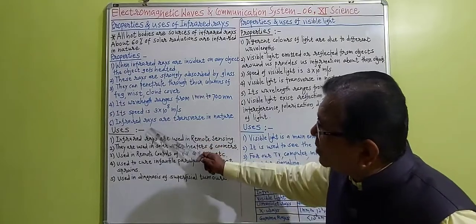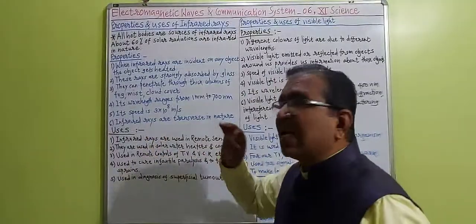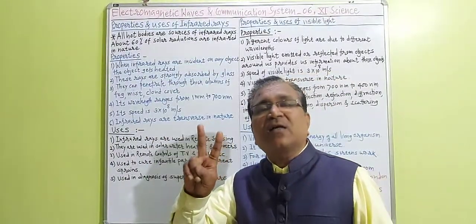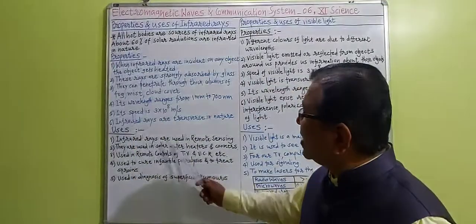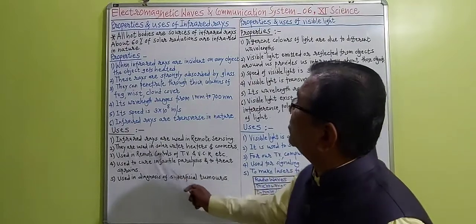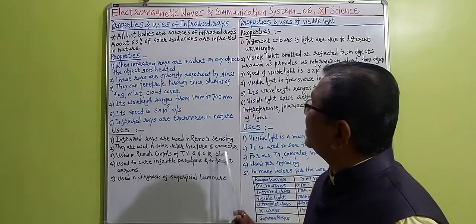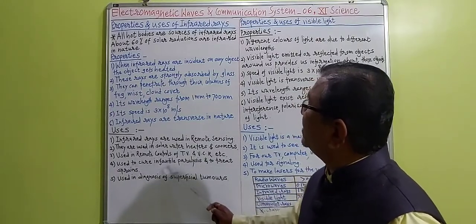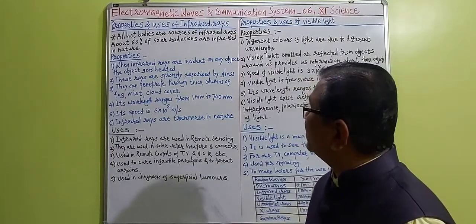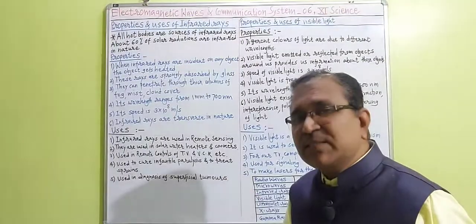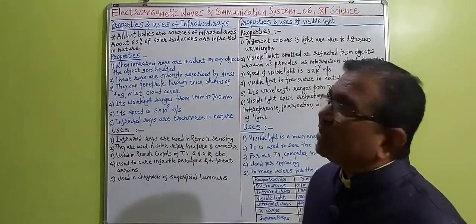These two properties are common to all. Its speed is 3 into 10 raised to 8 meter per second, and infrared rays are transverse in nature. These two properties are common to all electromagnetic waves. Then uses. Infrared rays are used in remote sensing. They are used in solar water heaters and cookers, used in remote controls of TV and VCR, etc., used to cure infantile paralysis and to treat sprains, used in diagnosis of superficial tumors. These are some important uses. So in this way, we can discuss the properties and uses of infrared rays.